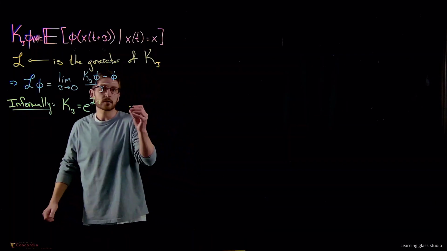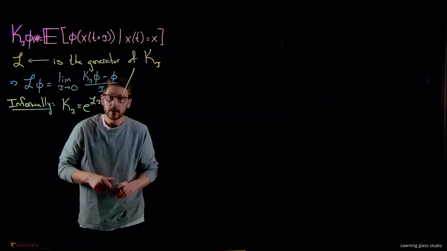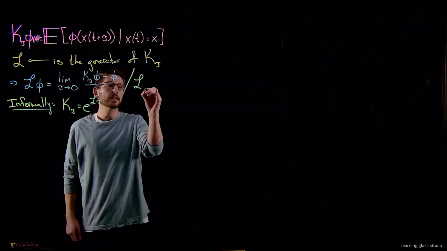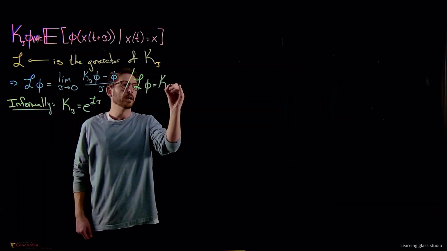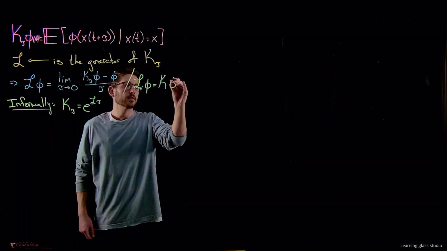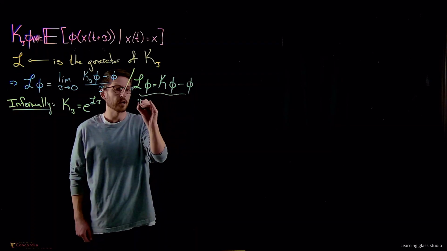Okay. Now, of course, for discrete time, we don't have to take tau to 0. Tau is going to be 1. So really, the Lie derivative in this case is just going to be Koopman of phi minus phi, a discrete gradient, right? I'm not going to write 1 down here. And this is for discrete time.